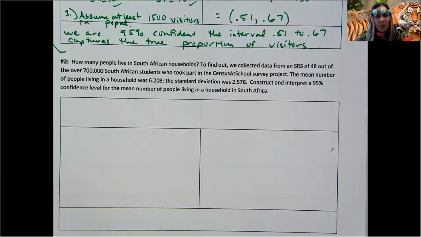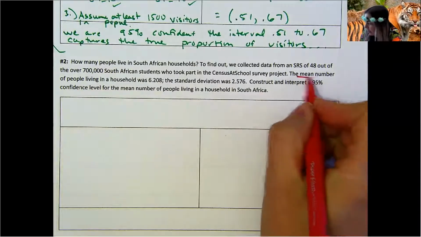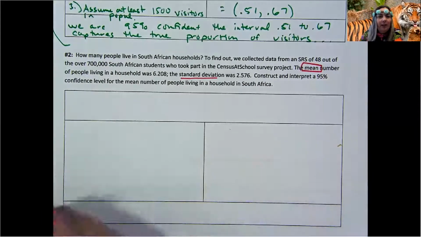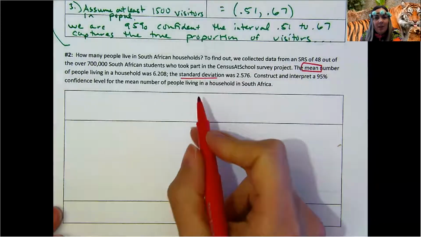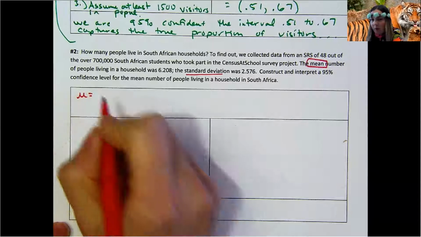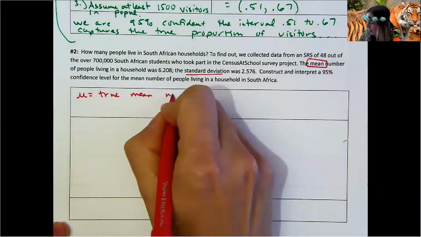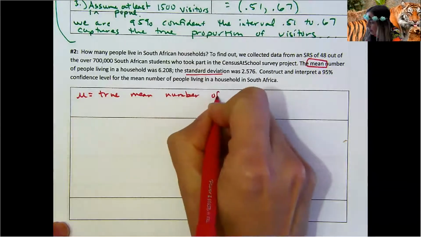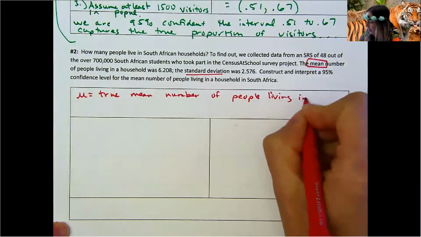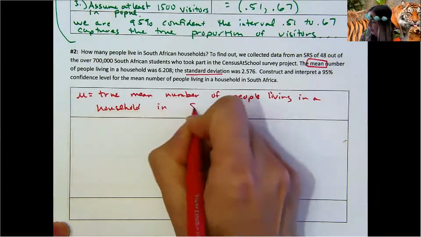Is this proportions or means? That's right, it's means. I mean, it straight up says it, right? Mean number, they give you standard deviation. All right, we're going to do a 95% confidence level for the mean number of people living in a household in South Africa. So mu is what we're after. We're out to capture the true mean number of people living in a household in South Africa.